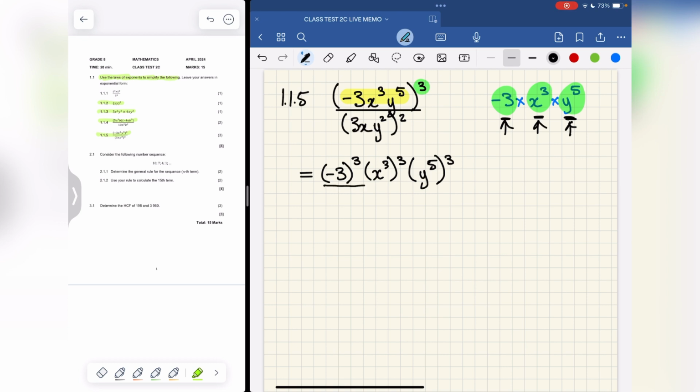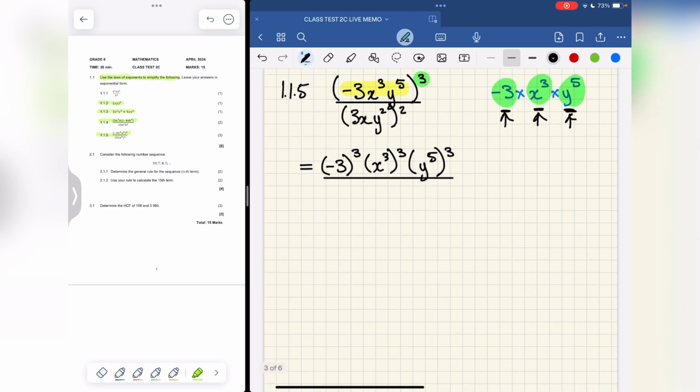And I will then do the same thing in the denominator. So my factors there in the bracket are 3 being multiplied with x being multiplied with y to the power 2. So I've got 1, 2, and 3. So those are my factors, 1, 2, and 3. So each one of those factors must be raised to the power 2. The power 2, the one there outside. So let's do that quickly.